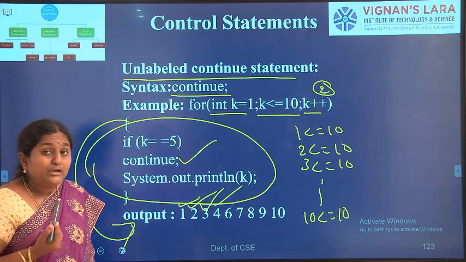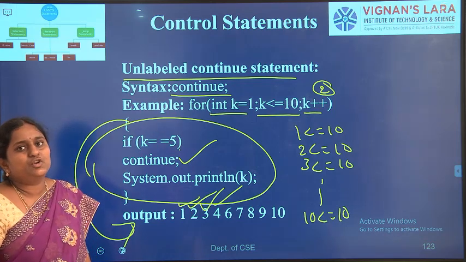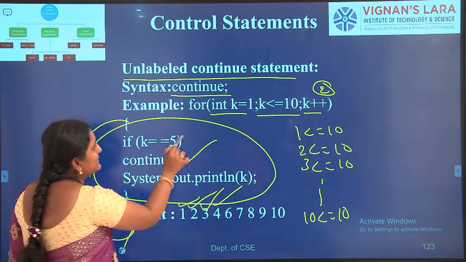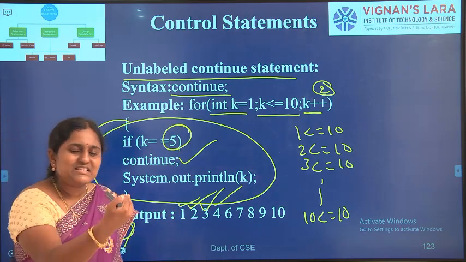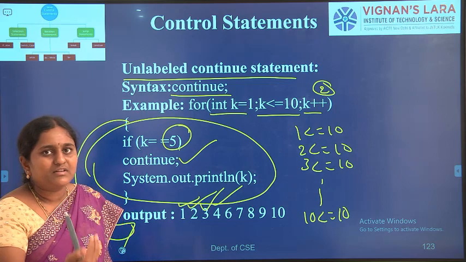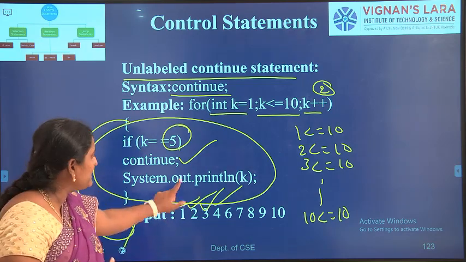Whenever we want to continue for a particular condition, then we can use the continue statement. Only 5 is skipped. After 5, the remaining iterations are executed. After 5, the remaining for loop is iterated. Only 5 is skipped.